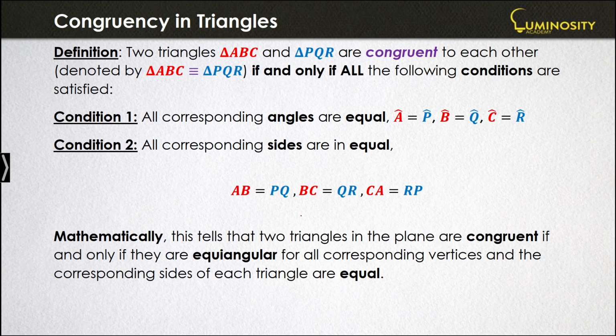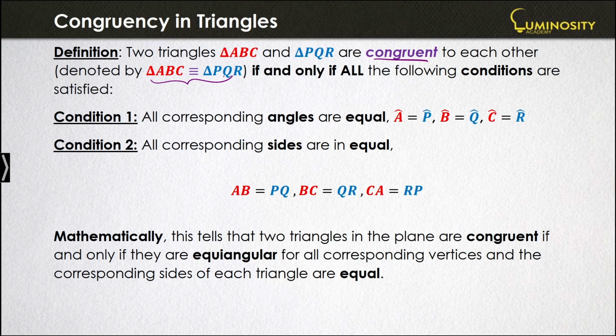So we'll start off with the definition, and we say that two triangles, ABC and PQR, are congruent to each other, denoted by that symbol there, if and only if all the following conditions are satisfied. So unlike similarity where you just need to show one of the two, when it comes to congruency in triangles, we need to show both of these cases are true.